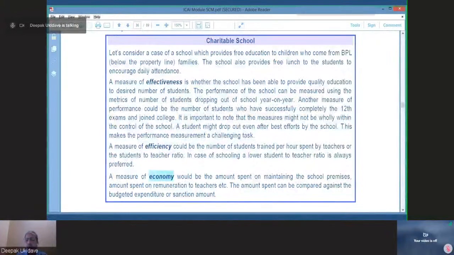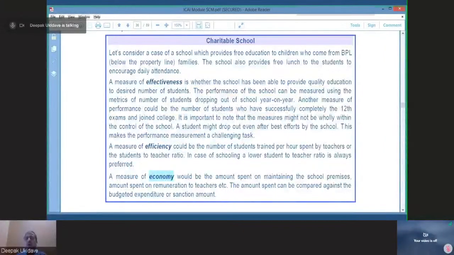Economy would be the amount spent on maintaining the school premises and the amount spent on remuneration to the teachers. This is economy in running the operations of the school. That is very important, right? That means you should be able to provide the same quality, the same output to your customers, here the students, at a low cost. Low cost means the cost of running the day-to-day operations of the school should be kept as low as possible. That does not mean you will adversely affect the quality. That should not happen. So the amount spent on maintaining the school premises, that means cleanliness, housekeeping, hygiene, etc. at the school level are very important.